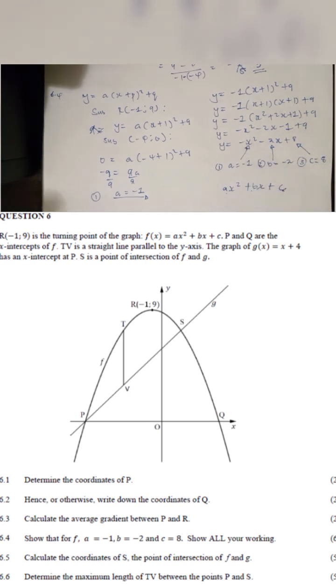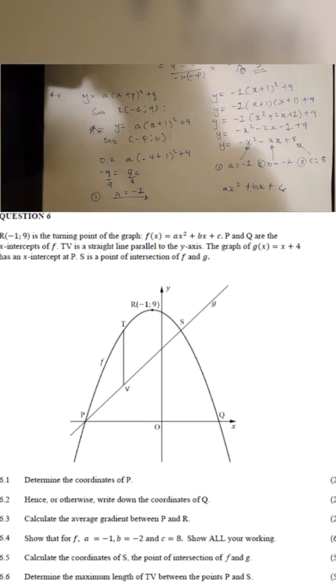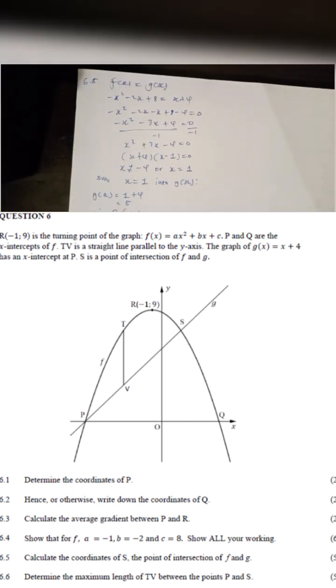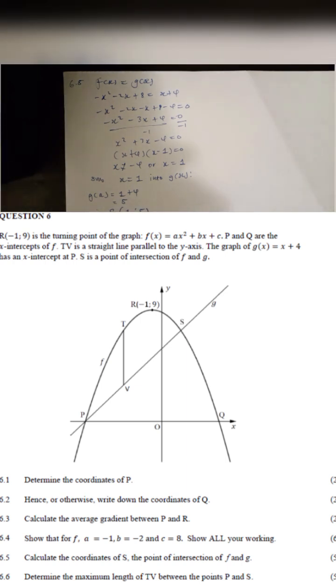Okay, let's move on to the next question. Now we have 6.5. 6.5 says, calculate the coordinates of S, the point of intersection of F and G. Aha! Remember what I said about the points of intersection? This is where both of the graphs are equal to each other.